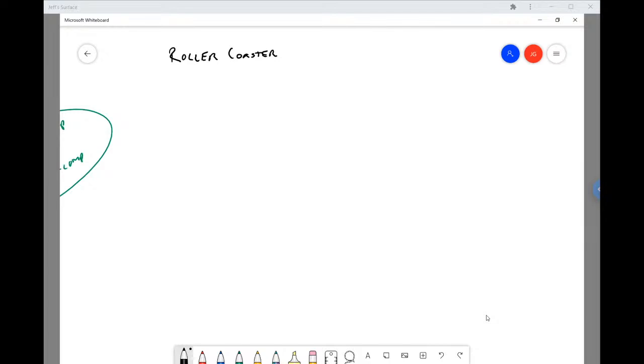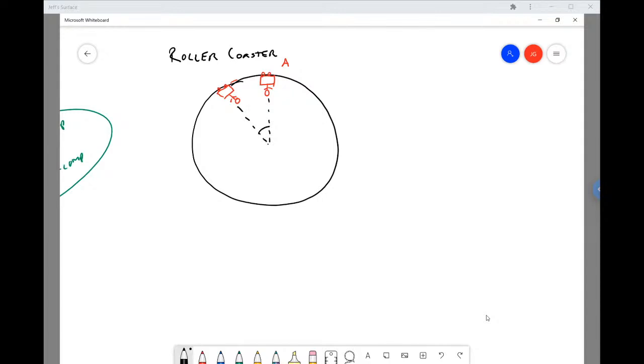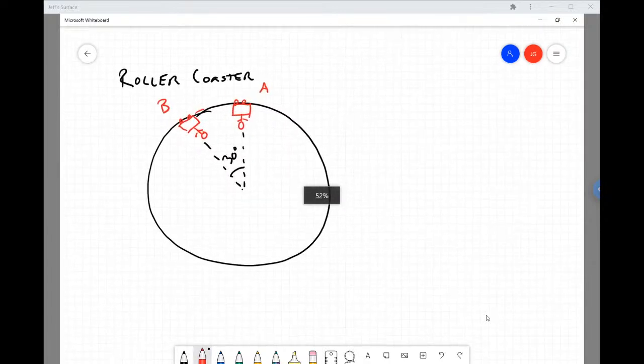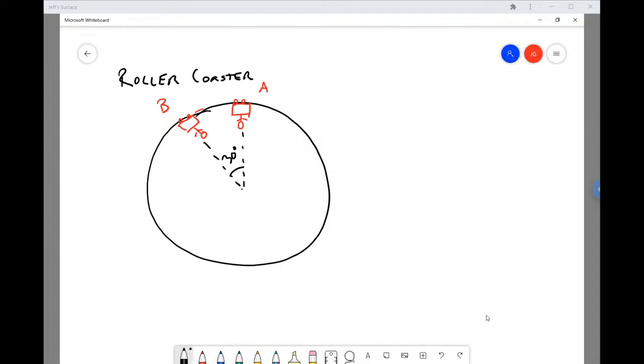And we're approximating this roller coaster loop as a circle. So I'll just draw a circle. And we have these two spots. Spot A is when the roller coaster is at the top, and here's the child sitting in the roller coaster car. And so that's spot A. And spot B is a little bit further along, where the child is 30 degrees counterclockwise from spot A around the circle. Okay. And so we're going to do spot A first.